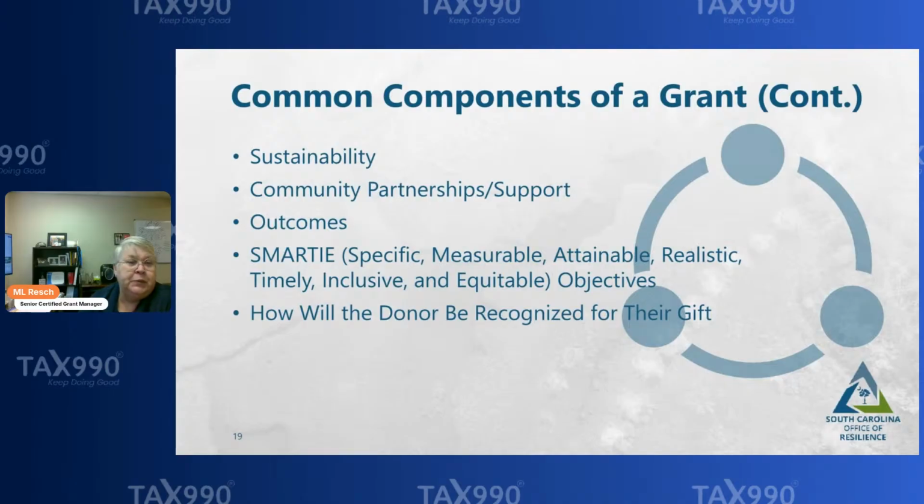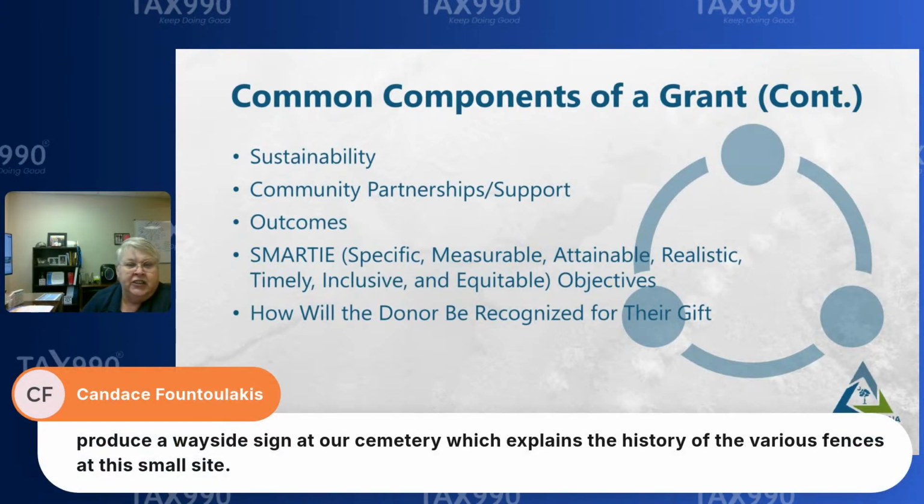Remember, you've got to be specific. It's got to be measurable. It's got to be attainable in those 12 months or 6 months or 3 months, whatever that grant period is. It's got to be realistic. And it's got to be timely. Can you get it done? Is it inclusive?